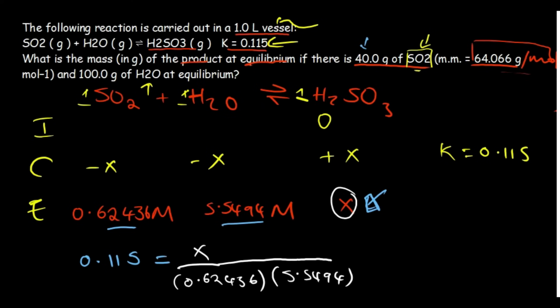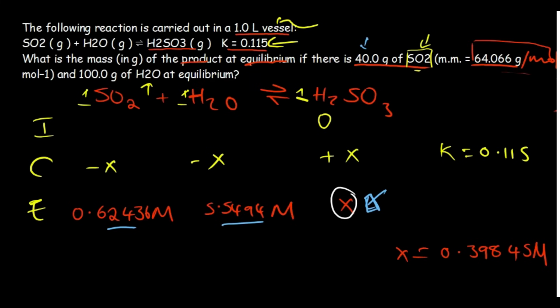So we don't have squares here. So to find the value of x, if we cross multiply, x will be equal to all these other three values multiplied against each other. So therefore we have 5.5494 multiplied by 0.62436 multiplied by 0.115. So the value of x is 0.39845. Now what is the molar concentration?